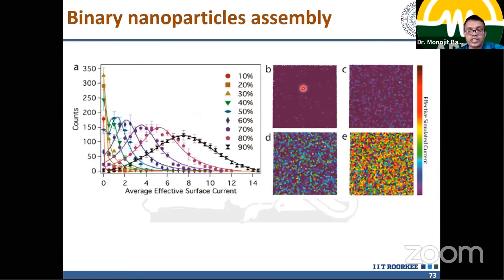So here you can see the simulated current profile for different percentages, basically 20, 40, 60, and 80%. And these are counts versus average effective surface current. You can see as you go on increasing the conducting phase, you get more and more current. As you reduce it, you get less and less current. So you get mostly dark phase, or you get mostly the bright phase, depending on the percentage ratio you choose.